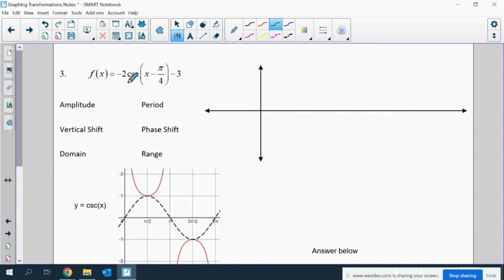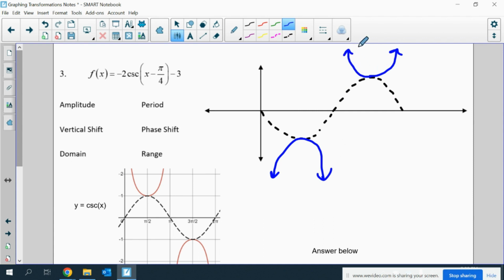Problem 3. This is cosecant, so cosecant looks like sine, but it's the reciprocal. So I notice that this is a negative cosecant, so it's going to look like a negative sine graph, but with the reciprocals here. It's also going to have some asymptotes.